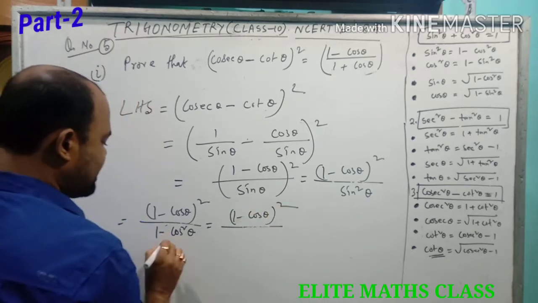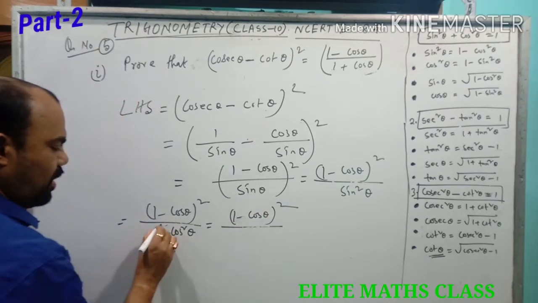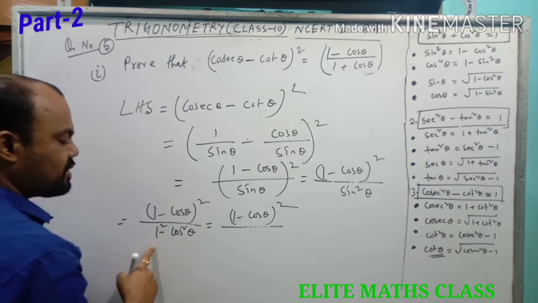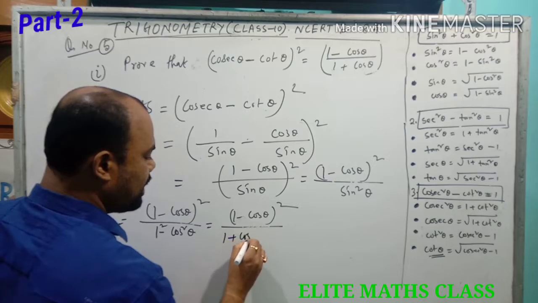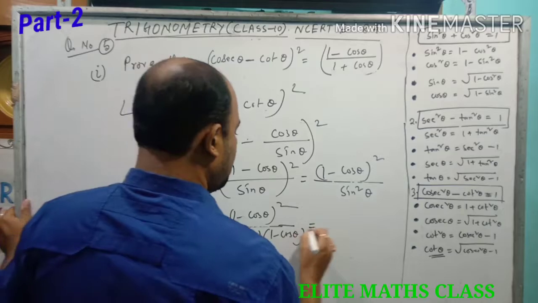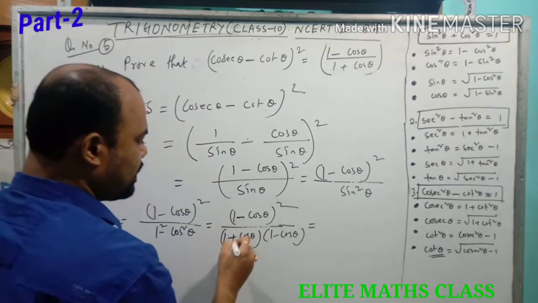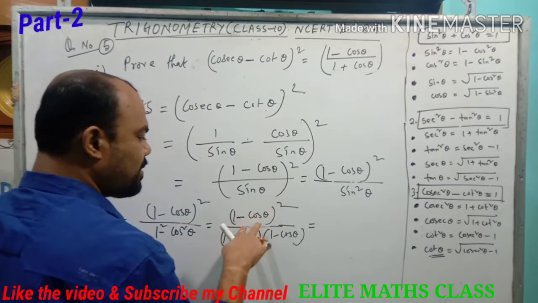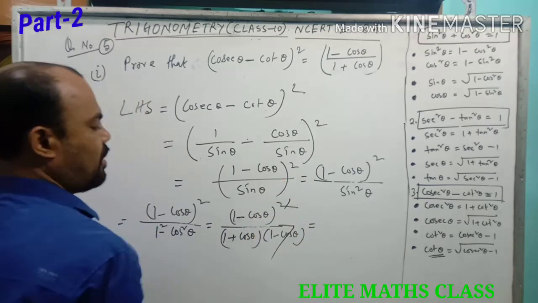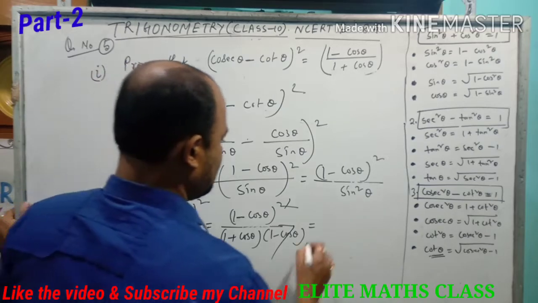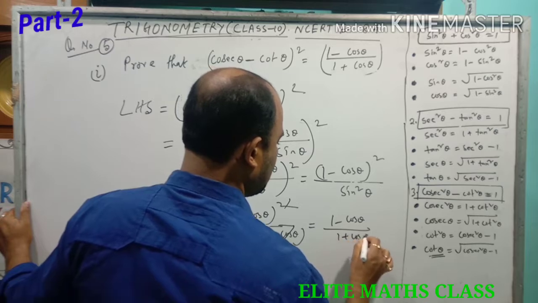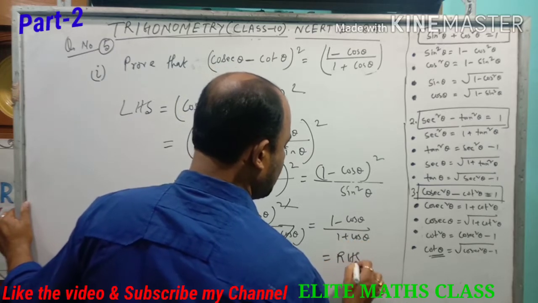Keep it unchanged. Here see that 1 minus cos square theta, 1 we can consider as 1 square. So see the form, it is a square minus b square. What is the formula of a square minus b square? a plus b into a minus b. Now see 1 minus cos theta in the numerator part whole square, that is 2 1 minus cos theta is there. In the denominator part it is a single term, so 1 minus cos theta is cancelled. So what remains? 1 minus cos theta by 1 plus cos theta equal to RHS.